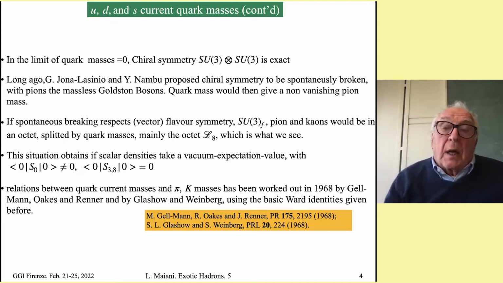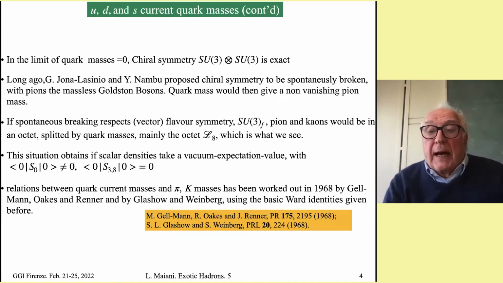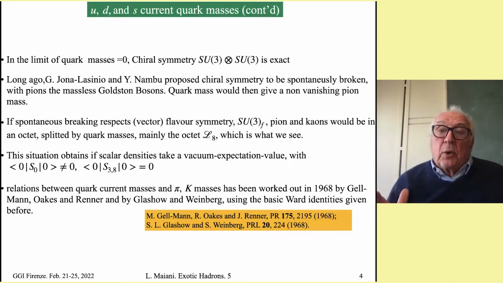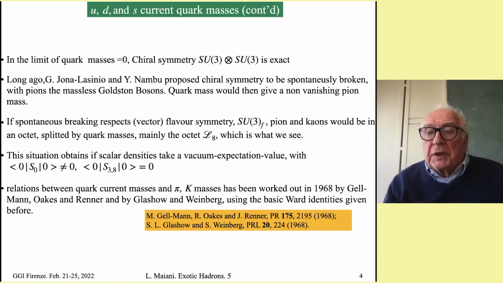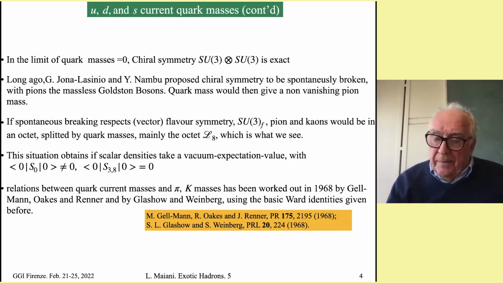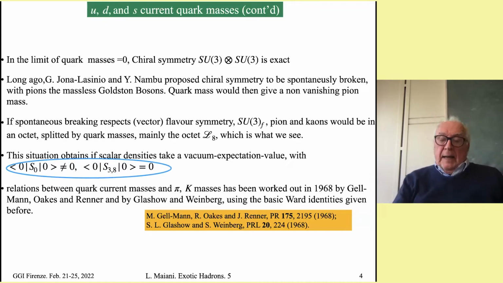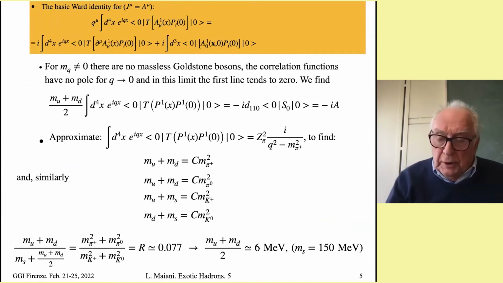without the breaking by the quark masses. So we are going to follow this idea, which has been worked out a long time ago by Gell-Mann, Oakes and Renner, and by Glashow and Weinberg at the end of the 60s, and take this idea that you have a vacuum expectation value of the scalar density, an SU3 singlet, and correspondingly you have quark masses, and these quark masses determine the masses of the pseudoscalar bosons, which without the quark masses would be the Goldstone bosons of this symmetry. This is the general idea, and now we can work it out.